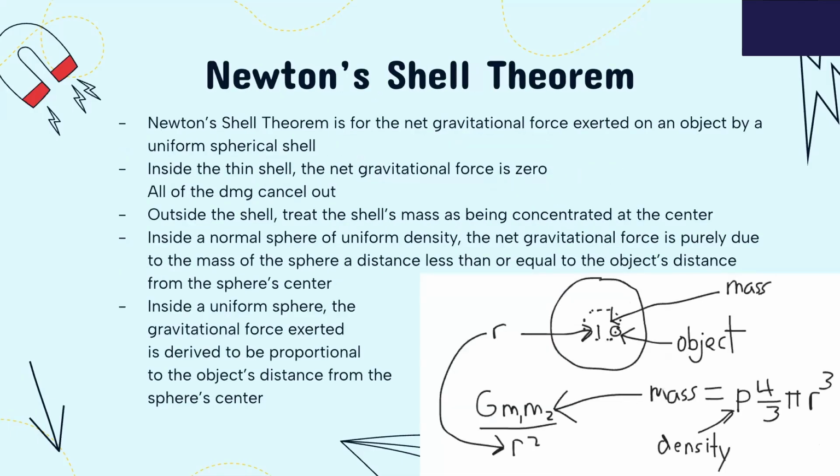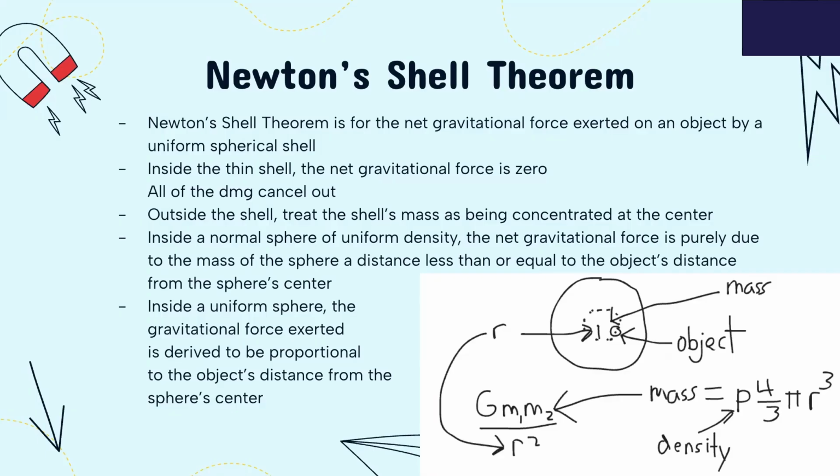All right, Newton's shell theorem. Newton's shell theorem is for the net gravitational force exerted on an object by a uniform spherical shell. Note that inside the thin shell, the net gravitational force on an object inside will be zero because all of the individual dm times g contributions will cancel out. And outside the shell, we treat the shell's mass as being concentrated at the center. And then we just use the normal gravitational force equation.